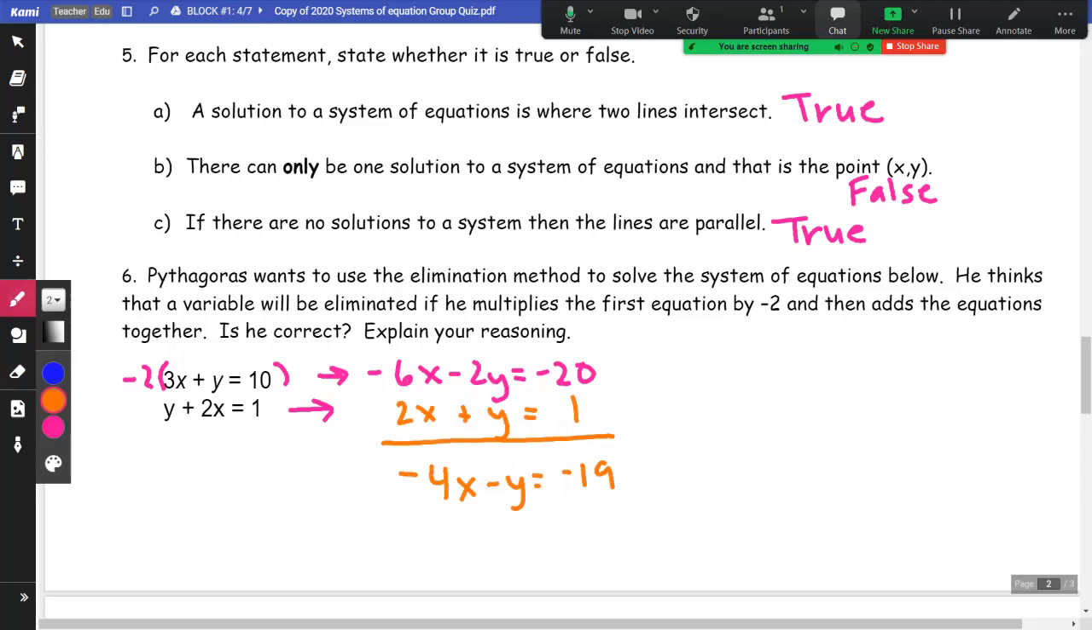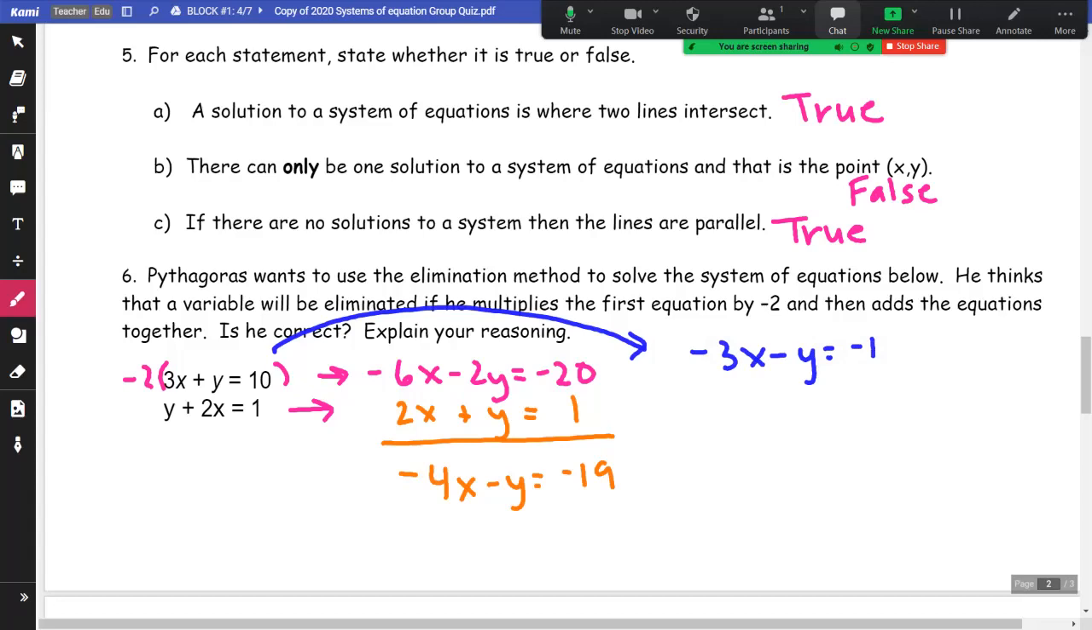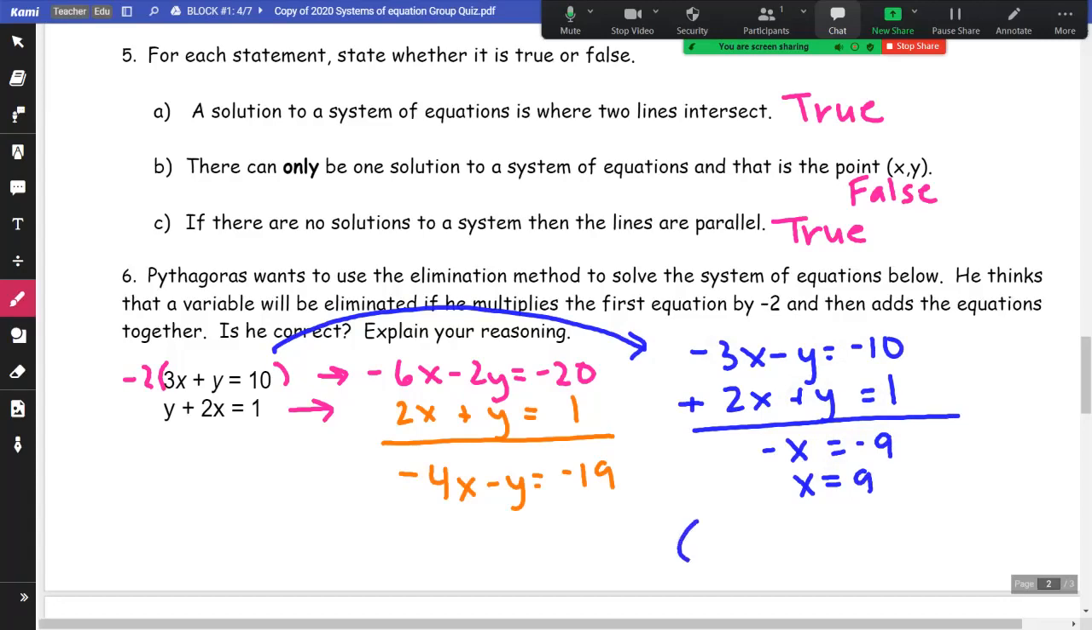So what he should have done is he should have multiplied either the top or the bottom by a -1. Okay. So if I had multiplied the top by, let's say, a -1, so I get a -3x minus y equals negative 10. And write the second one in proper order, having my 2x first plus y equal 1. When I add this, my y's are going to cancel out. I get negative x is equal to negative 9. So x is equal to 9.